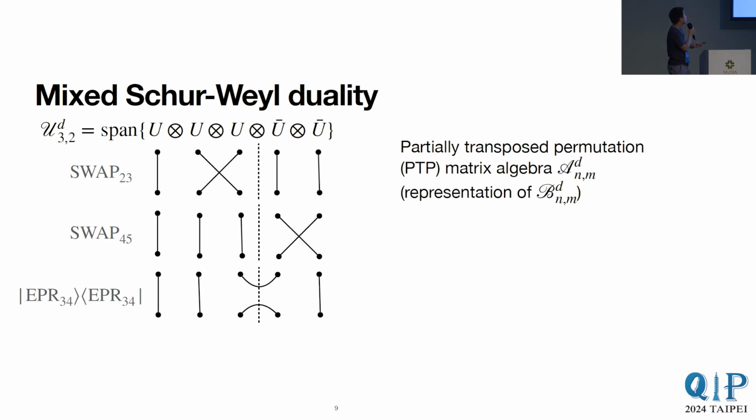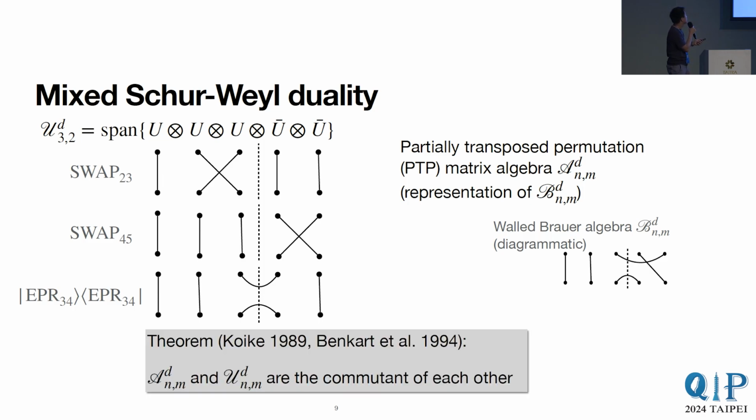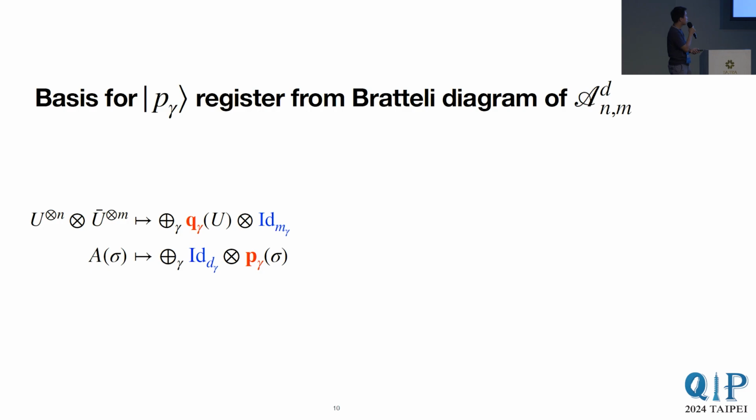So if we look at the algebra generated by these swap and EPR state projectors, you get something called the partially transposed permutation algebra. And this algebra is the representation of the diagrammatic Walled Brauer algebra, which I won't go into the details of, but these algebras are generated by the diagrams representing the permutations and the EPR projectors. So the theorem is that the PTP algebra A and the mixed tensor representation algebra are the commutant of each other. So now we have a one-to-one correspondence between the multiplicity space register of the unitary group and the irrep space register of the PTP algebra.